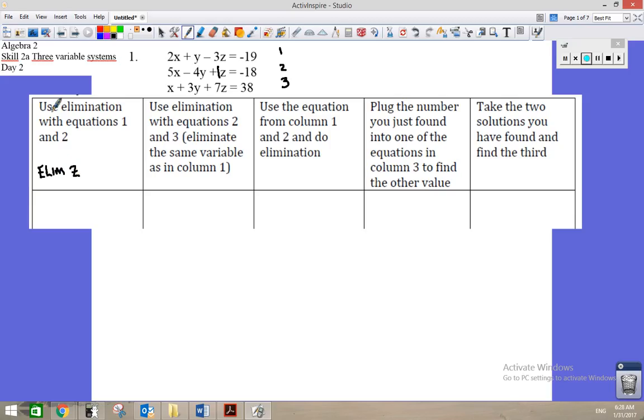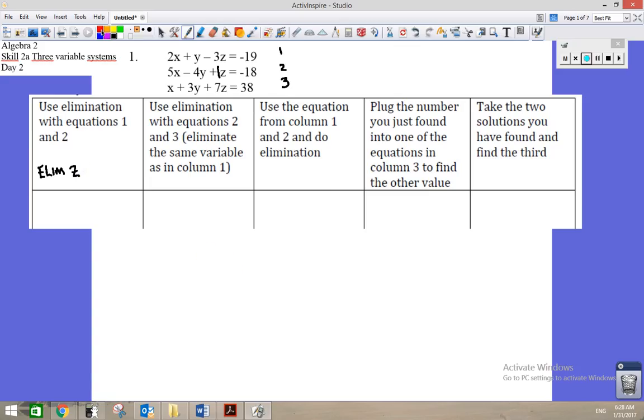Here it's saying to use elimination with equations 1 and 2. Some people might say, hey, I'm going to eliminate y because I'll just create a positive 4 and negative 4. But later, when we use 1 and 2 and then use 2 and 3, that's why in equation 2, I'm always going to pick the variable that has a coefficient of 1 if possible. So let's use equations 1 and 2 and eliminate variable z.